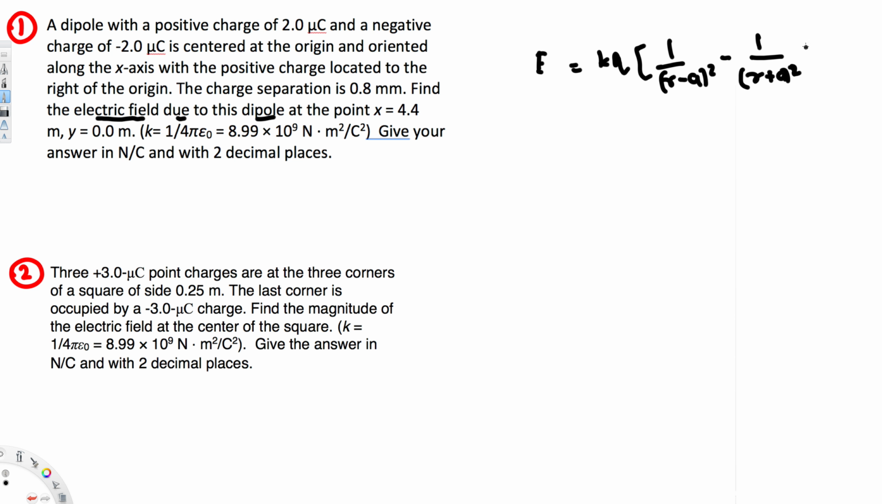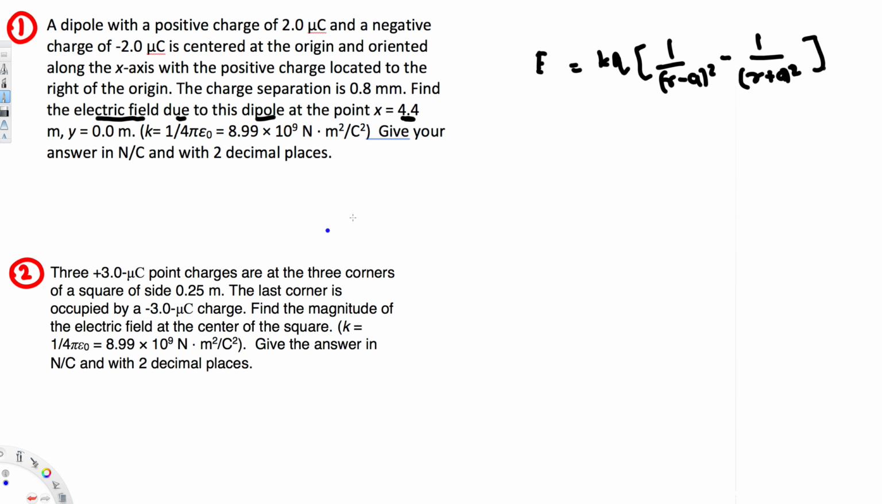Right? So here we know that k value is 9 times 10 to the power of 9, q is the charge, and r is the point's distance, that is 4.4. And a is the midpoint of the charge separation. So if it's 0.8 millimeter, half of this value is going to be 0.4 millimeter. Now let's go ahead and plug in the values, and that's going to give us the final answer.